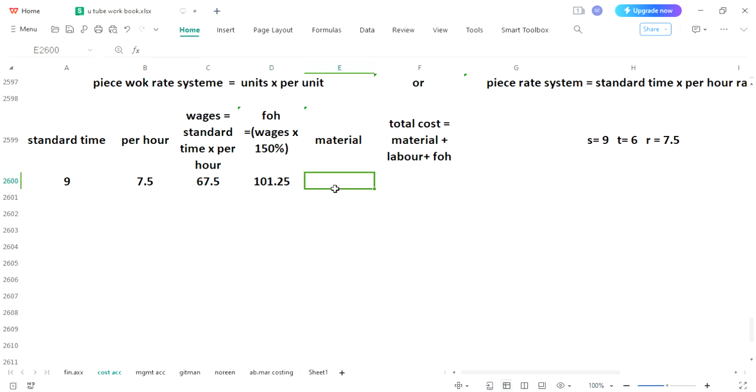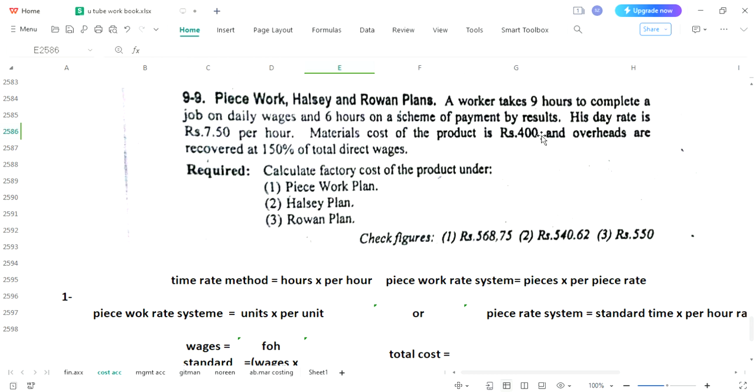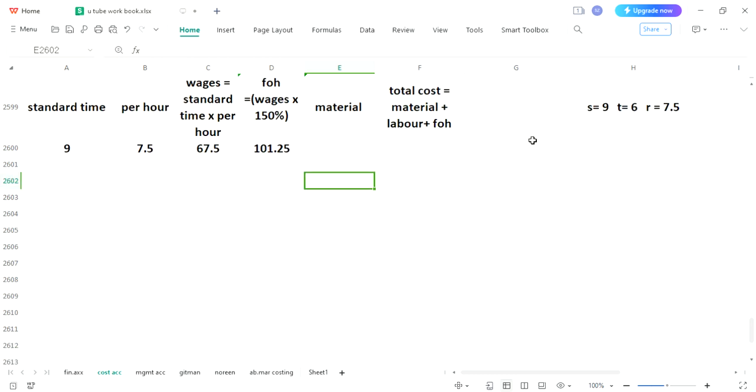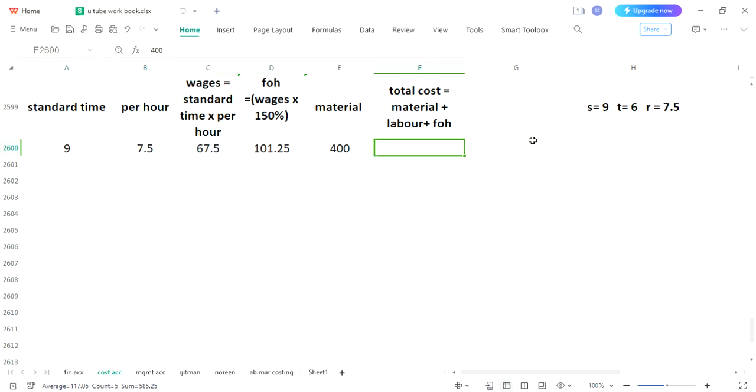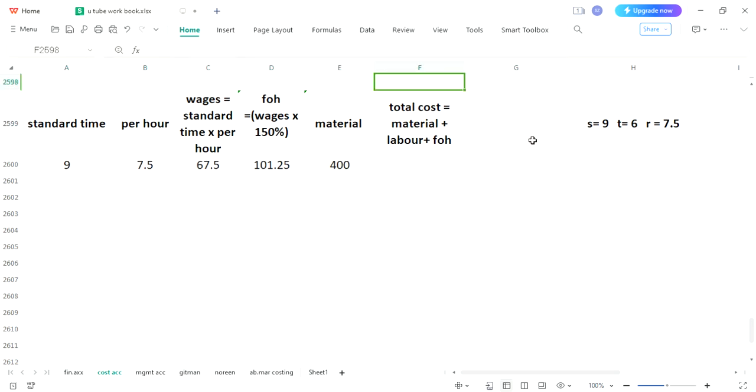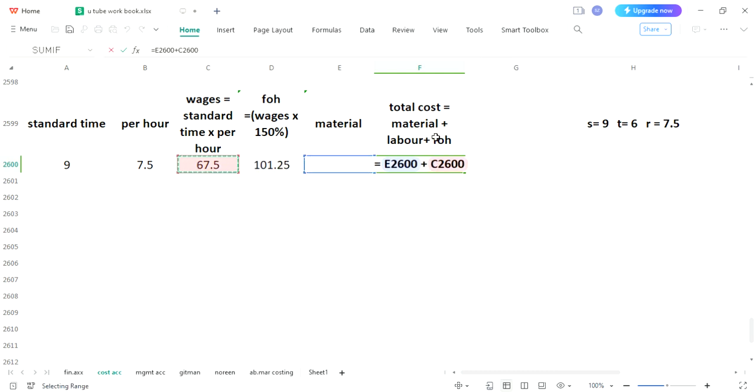And now let's see how much material cost is mentioned in the question. Material cost is 400. So put 400 in the material column. All three items are now ready. We have completed our target. This is your total cost. How will you calculate material plus labor plus FH? First, this is 400, your material, then 67.5 is your labor, and then FH 101.25.